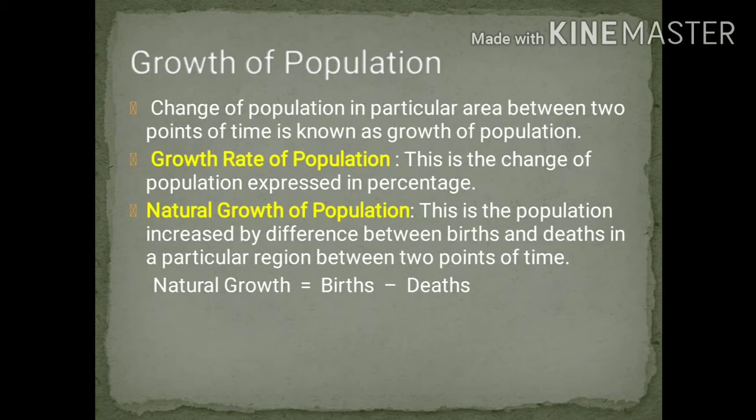Then we have natural growth of population. This is the population increased by the difference between births and deaths in a particular region between 2 points of time. How can we calculate natural growth? Natural growth is equal to births minus deaths. This will give you the population increase. So natural growth of population is the natural increase in population because of the difference between births and deaths.